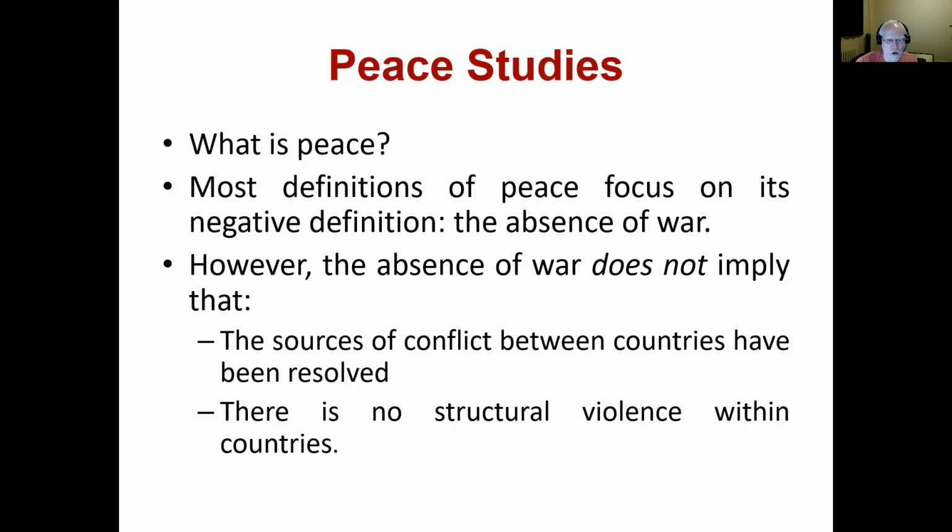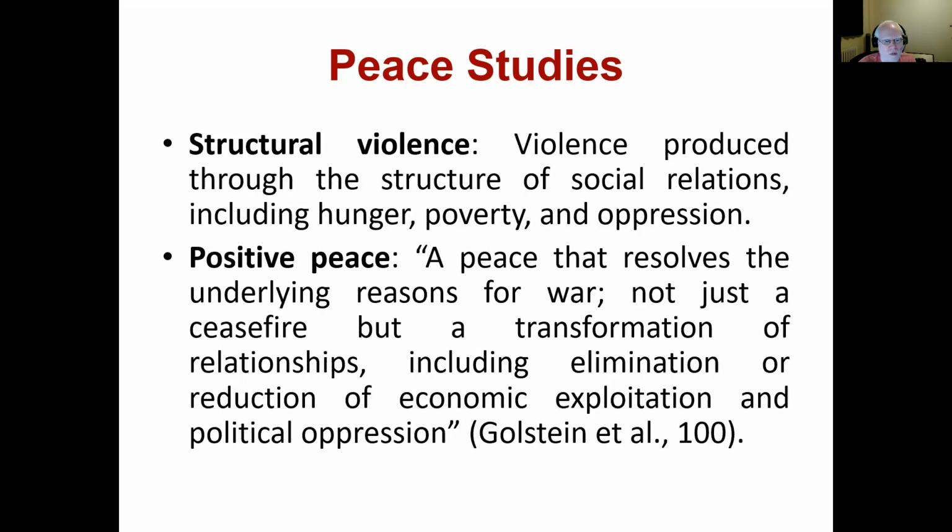And then structural violence. So what is structural violence? Violence produced through the structure of social relations, including hunger, poverty, and oppression. So within many different societies, the international society or international system, but also domestic societies, right? There's structure that produces certain people constantly living in hunger, poverty, or oppressive conditions.